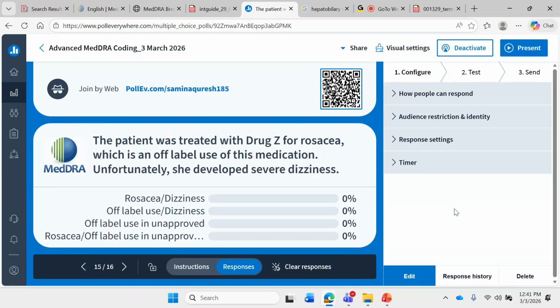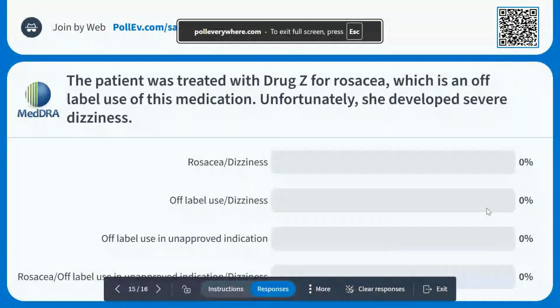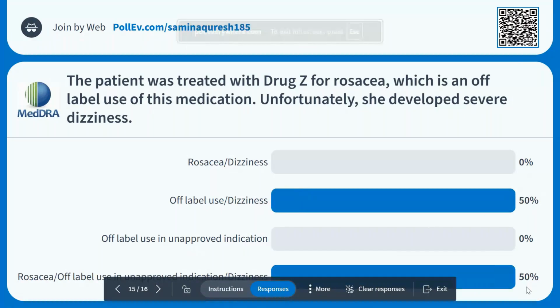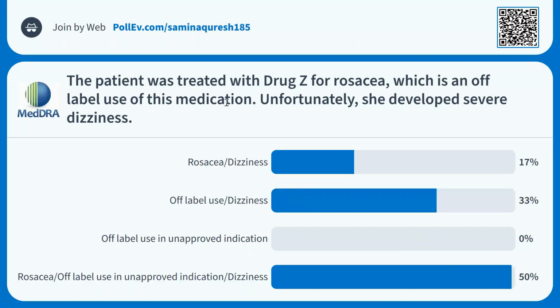The patient was treated with drug Z for rosacea. Let me see if this is more clear here. Yeah. So here, the patient was treated with drug Z for rosacea, which is an off-label use of this medication. Unfortunately, she developed severe dizziness. A lot of stuff in here.